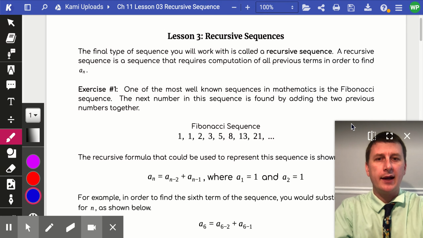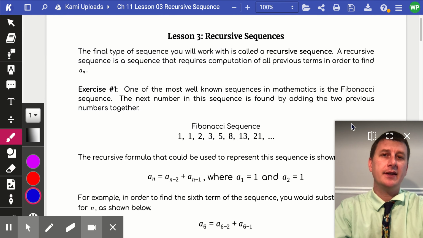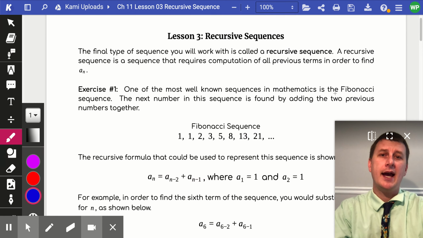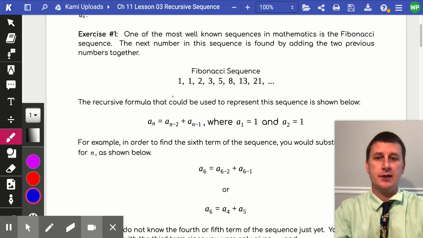So thinking back to our arithmetic and geometric sequences, if we were looking for our eighth term, we could just substitute an 8 in for n and find our eighth term. But in a recursive sequence, in order to find the eighth term, we'd have to first find the seventh, the sixth, the fifth, the fourth, the third, the second, and the first. It's going to be tedious, but this is how we do recursive sequences.